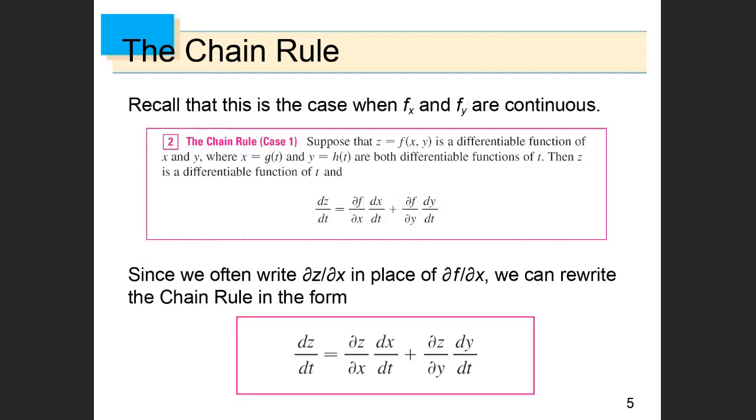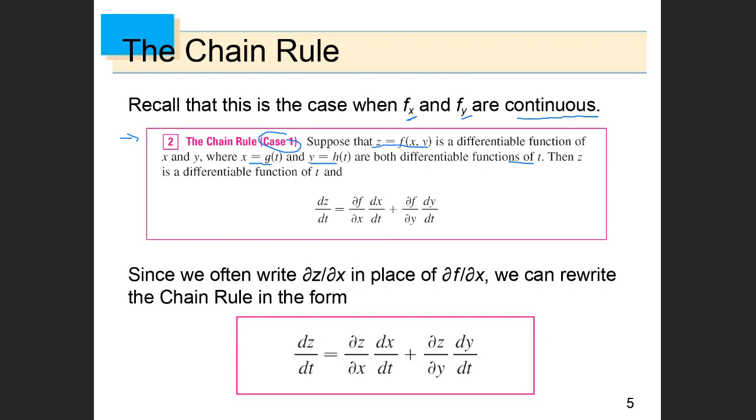So let's see what we have. The first case, case 1. Let's recall that this is the case when f sub x and f sub y, the derivative of f with respect to x and the derivative of f with respect to y, the first partial derivatives, are continuous. Okay, so if they are continuous, it means that f is differentiable with respect to x and y. So in case 1 of the chain rule, we suppose that z is a differentiable function of the two variables x and y, where x is equal to g of t and y is h of t, are both differentiable functions of t.